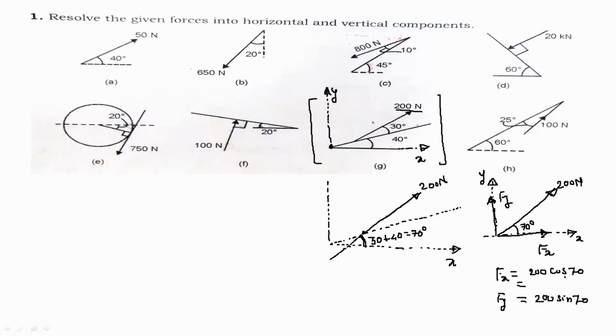So this value is 68.40 Newton, and the second value, 200 sin 70, it is 187.93 Newton. Okay. So Fy, it is positive.